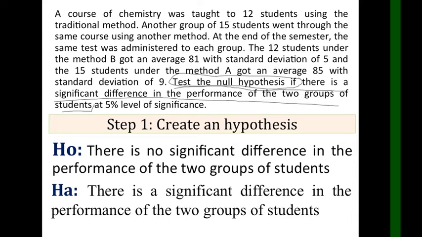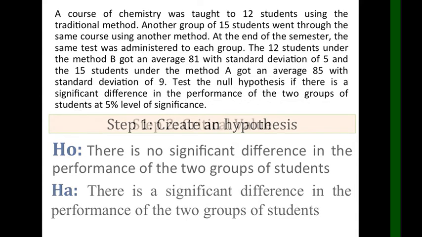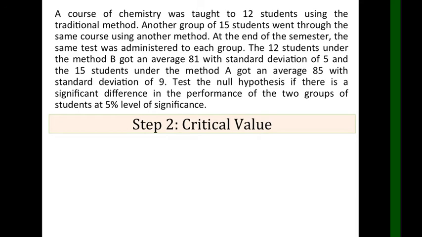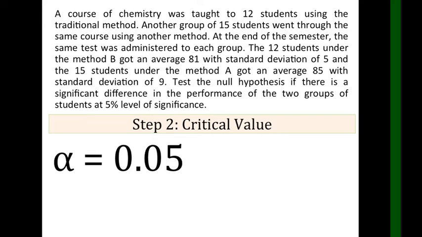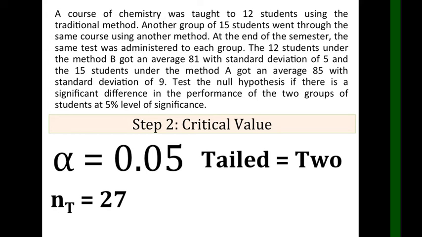Okay, now after determining the hypothesis, we can find the critical value. Our alpha is obviously 5%, the level of significance, or 0.05 in decimal form. Our tail is two-tailed, just like what I've said. Our total n is equal to 27. Why is it 27? We have 15 for one group of students and another is 12. So we have 27 in total, with n1 which is 15, and n2 which is 12.